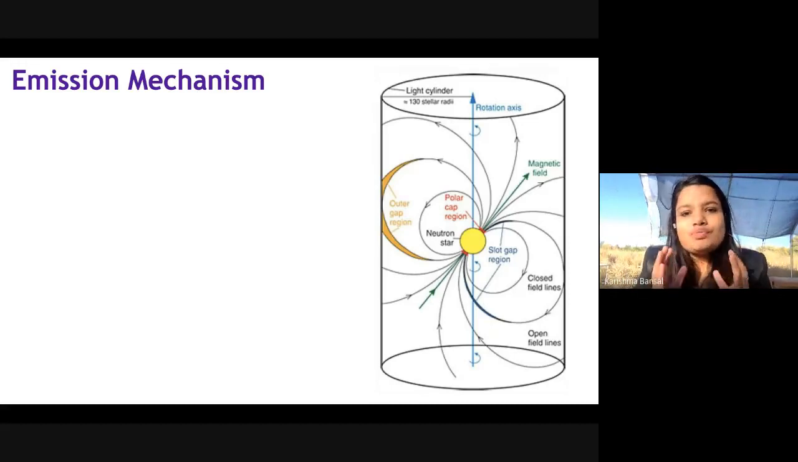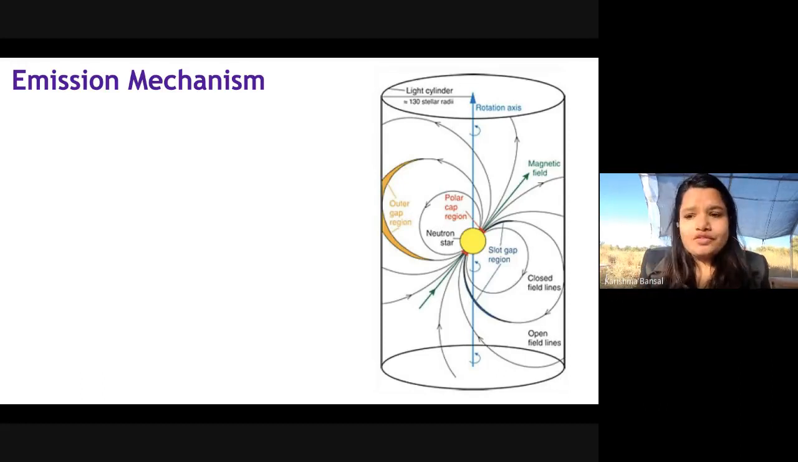Now what happens is charged particles from the surface of the neutron star move along these magnetic field lines. Because the magnetic field is so high, of the order of 10 to 12 Gauss, these charged particles zip around it. Are you familiar with cyclotron emission? Basically, you have a magnetic field and a charged particle rotates. This is an advanced version, called synchrotron, where the magnetic field is very high and the charged particle gets accelerated and radiates. This is the radiation we see in the radio.